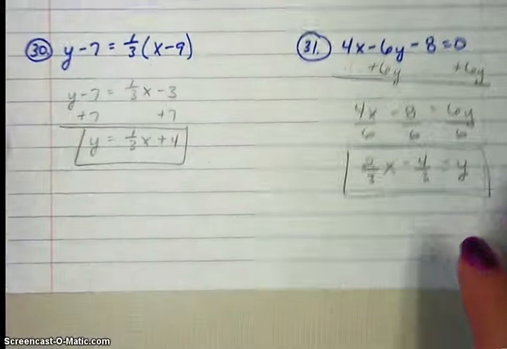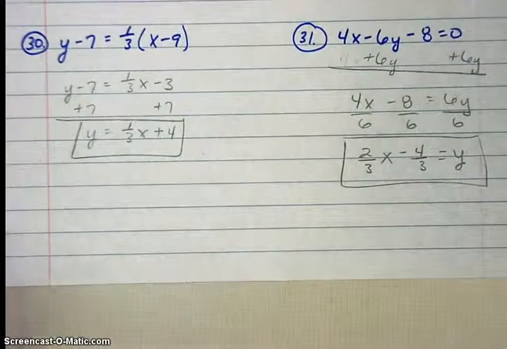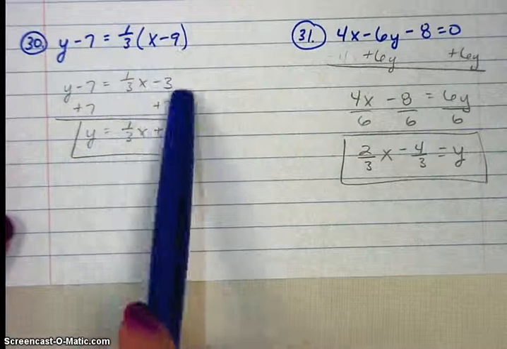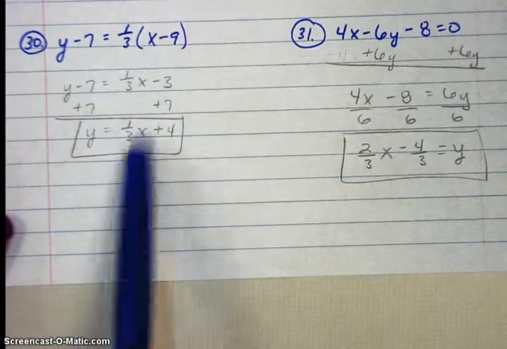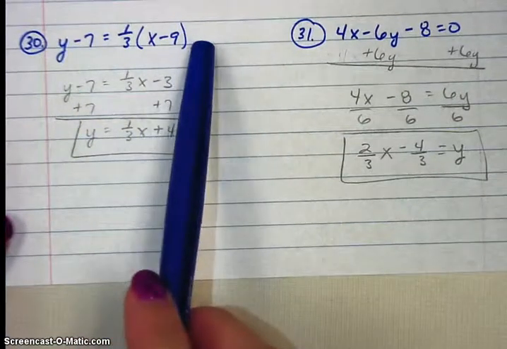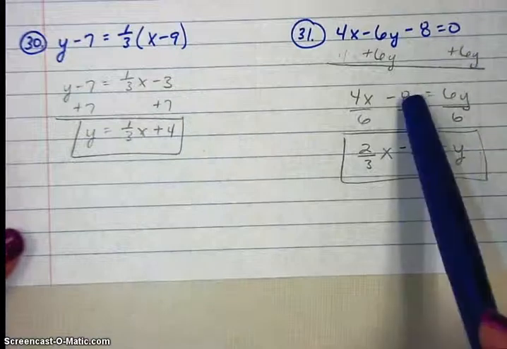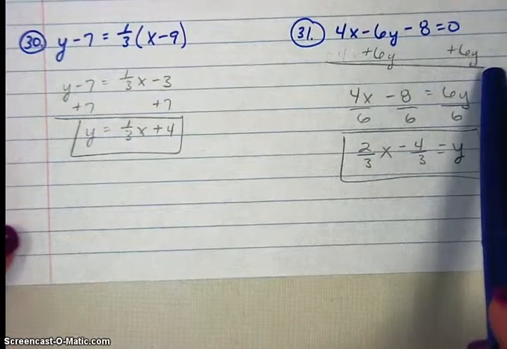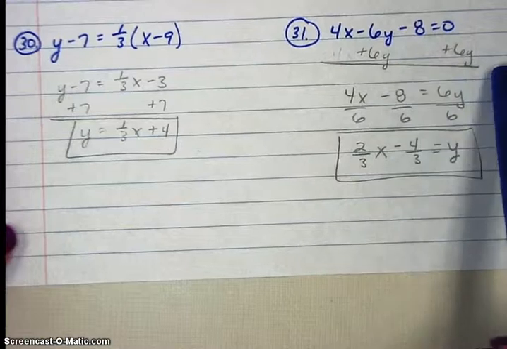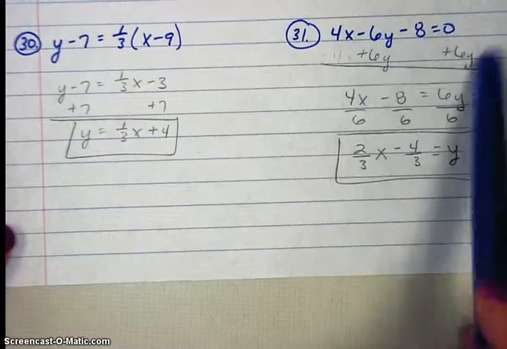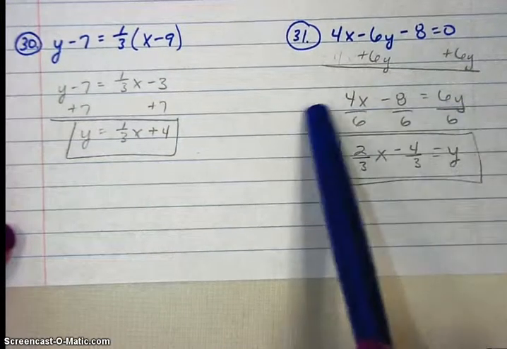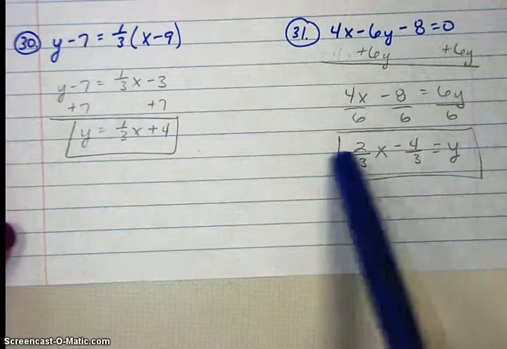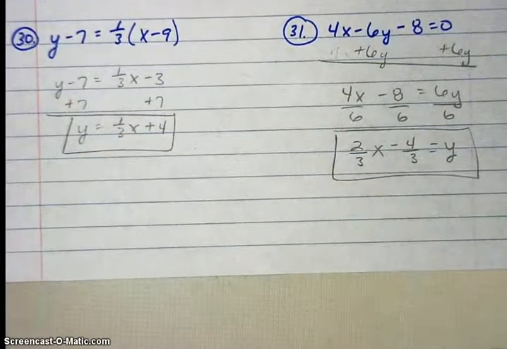All right, number 30 and 31 we're solving for y. So on 30, start by distributing 1/3 x minus 3, then add 7. Remember, this is called point slope form. We'll talk about that in chapter 5 quite a bit. Over here, you could have subtracted 4x and added 8, and then divided by -6. But if you're thinking, you could just as easily have added 6y over, and then just divided everything by 6. So it works either way. This is kind of a shortcut if you're paying attention, and that would be the answer for 31.